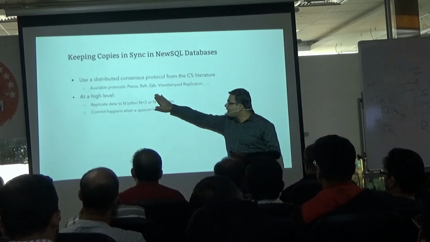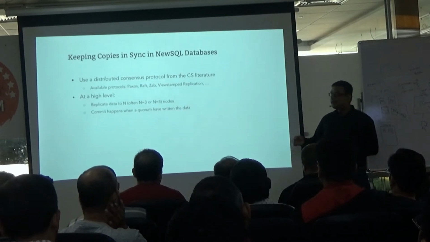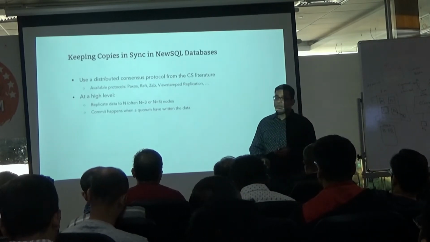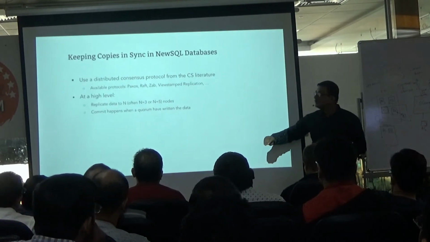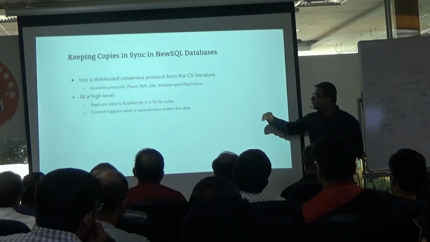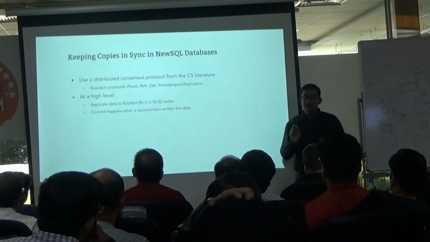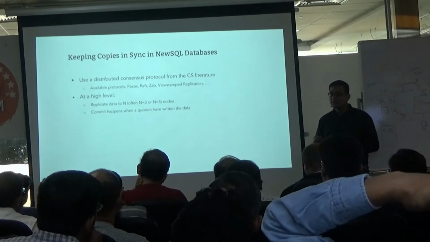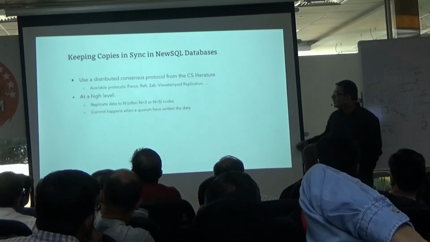Then came Raft. This is a paper published by an MIT PhD student in 2014, which is relatively easier to implement and understand to some extent. Now everyone is trying to use Raft in some form for their distributed consensus. This is probably one of the events that led to the development of NewSQL systems, because this is very, very important to come to the end.